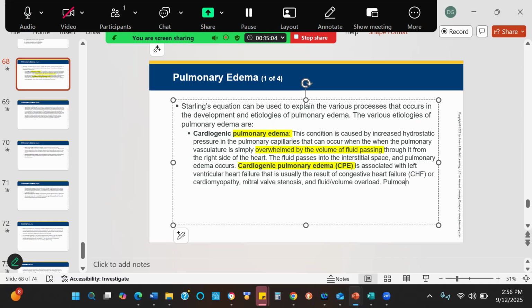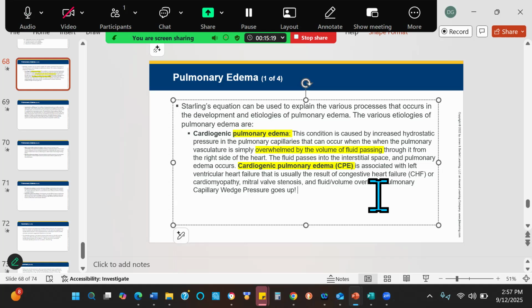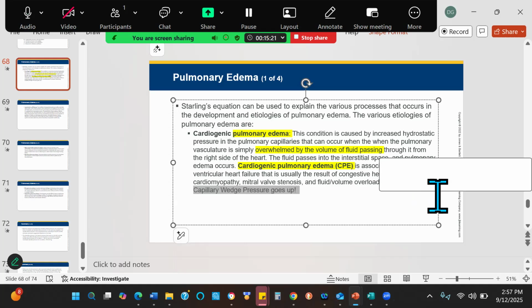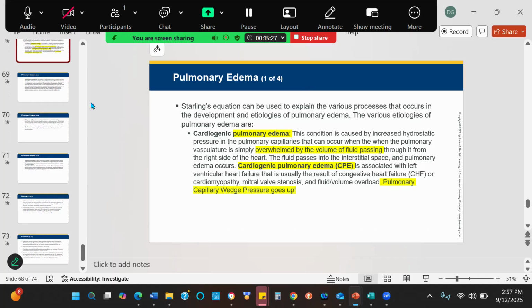Because this is definitely a board question, the pulmonary capillary wedge pressure goes up in cardiogenic pulmonary edema. Normally, the wedge is between 4 and 12. If the heart's failing and they're in pulmonary edema, they might go up to 20, 25.